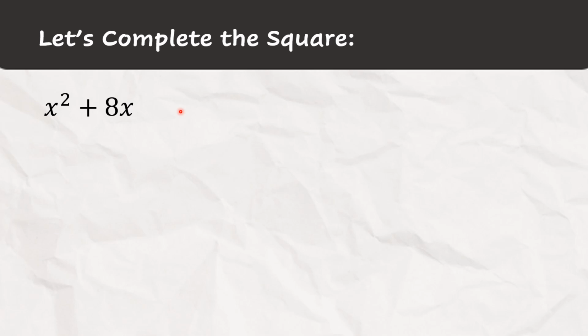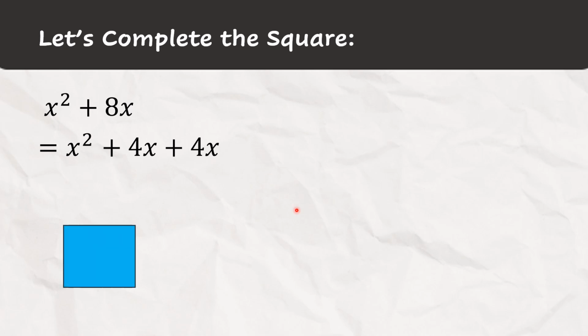Now, if you can recall the earlier two examples, what I did was I simply split the 8x into 2. Therefore, I can rewrite this as x squared plus 4x plus 4x. To visualize it, this simply means I have the area of a square, which is x squared, represented by the blue square, and then I have the area of 4x, which is length x times 4, so this gives me 4x. Likewise, the other 4x will give me the area of this.